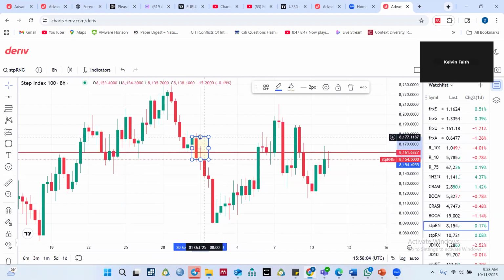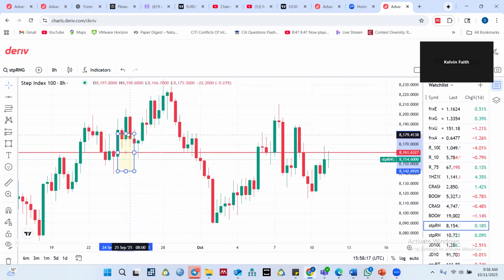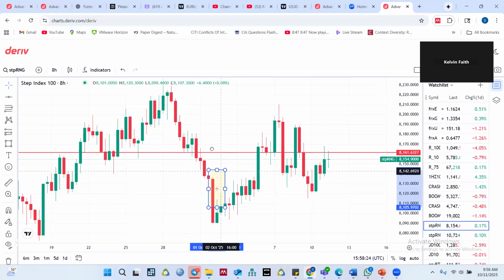So all you are looking for is an indication, a body close below the red line, and then a retest, rejection, and constantly staying below the red line, you look for sells. If it happens for the bullish situation, a close above, rejection or retest on it, constantly staying above, you look for buys. Good. So that is it.